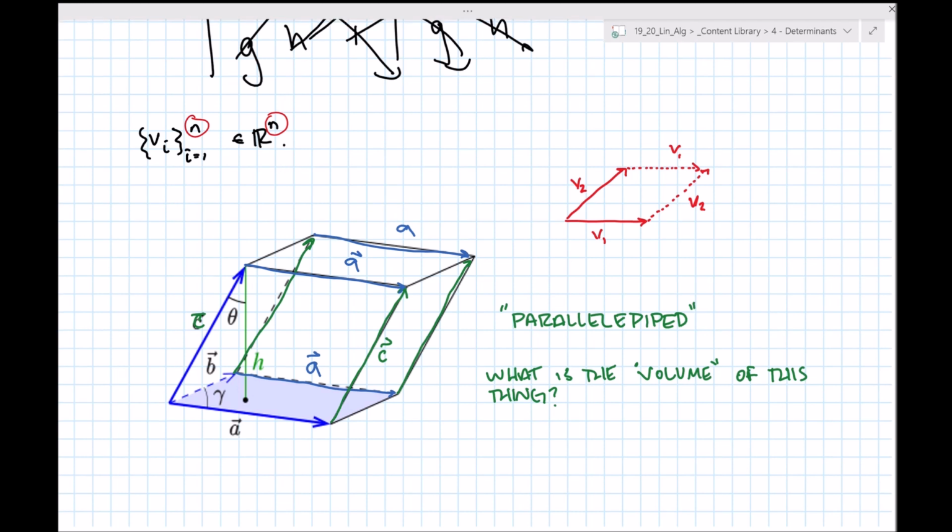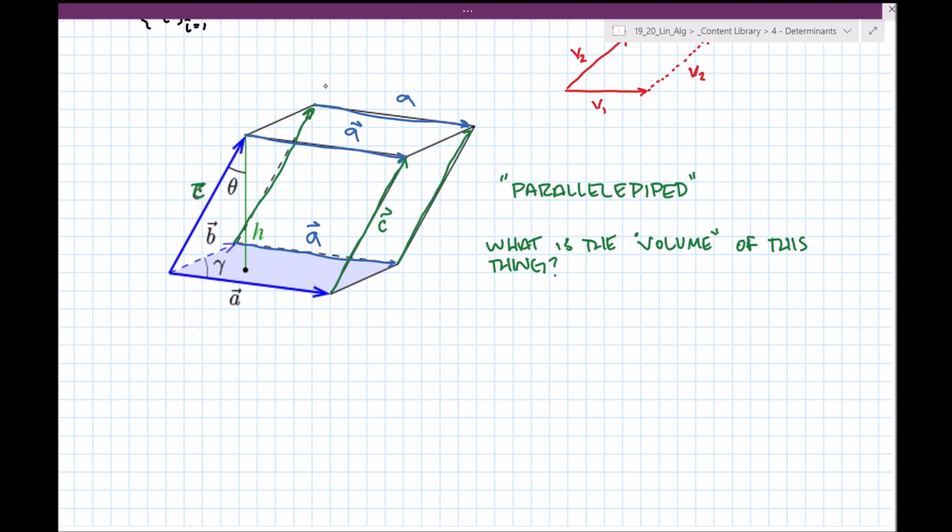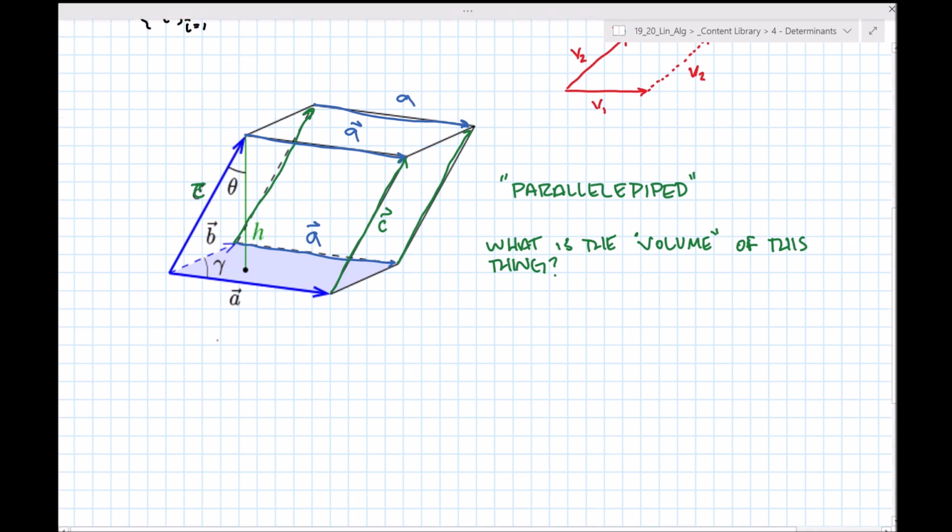In one dimension, it's just the length of your one vector, right? If you only have one vector in this bundle and it's in R1, the volume in one dimension is just length. It's the idea of scale in the only dimension that you have, and that's length. If you have two-dimensional space, the volume of a parallelepiped, which looks like this, is the scale in two dimensions, which we call area, right?